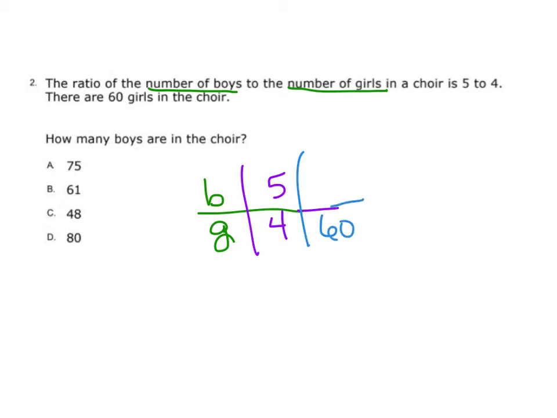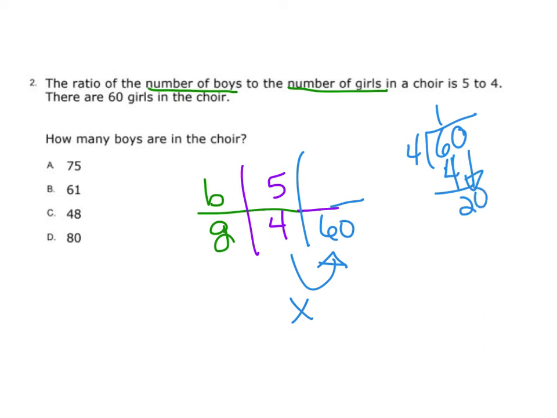So my scale factor here is 4 times what will give me 60. So in order to get that, you do 60 divided by 4, which is 1, 2, bring down the 0, that's 5, so that's 20, remainder 0. So that means my scale factor is times 15.